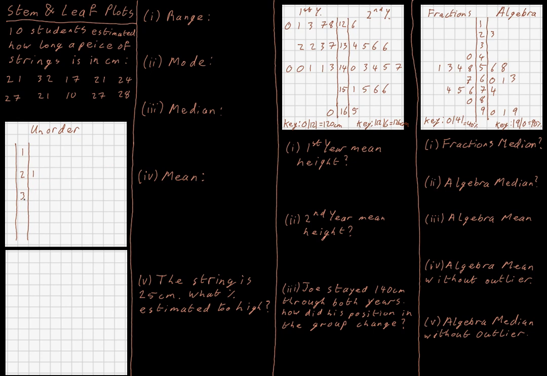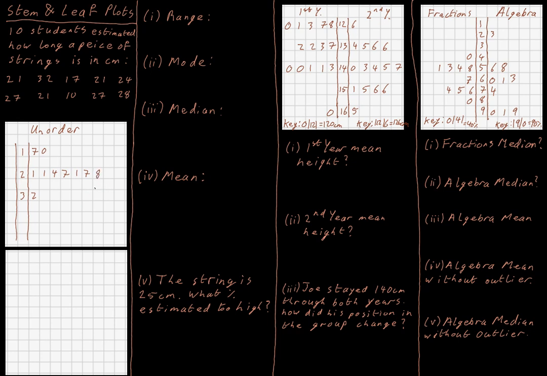So 32 is 3 tens and 2 units. 17 is 1 ten and 7. 21, 24, 27, 21 again, 10, 27, and 28.